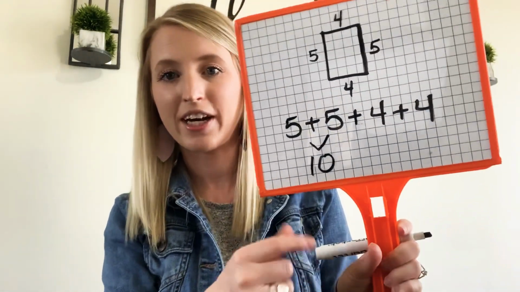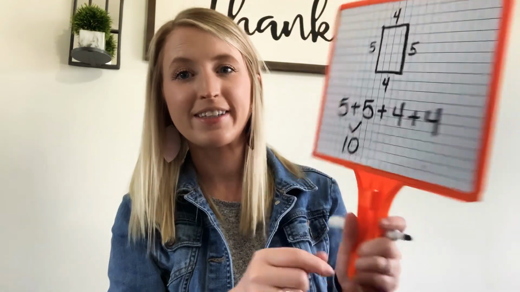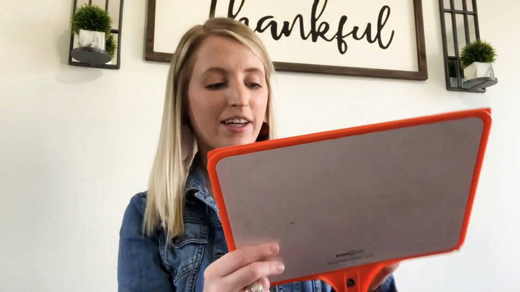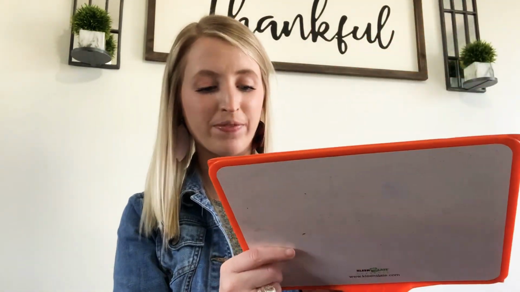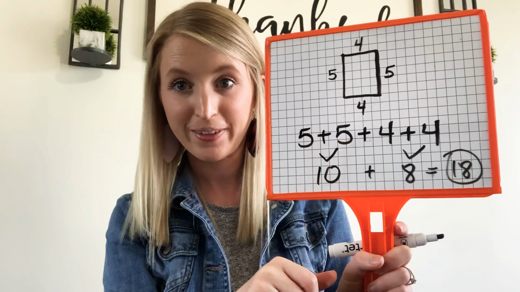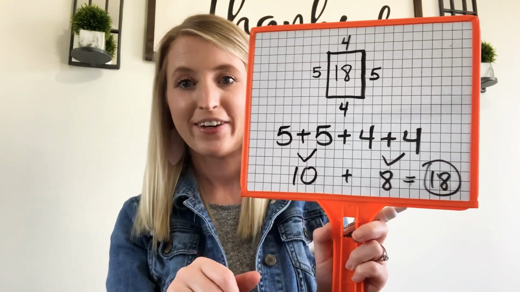So I drew my arrow down to show 5 plus 5 is 10. And then we have 4 plus 4 is 8. Another simple fact. Okay, so now we take 10 plus 8, which is 18. So the perimeter of this rectangle would be 18. I'm going to write 18 in the middle of my rectangle so we know that the perimeter is 18.